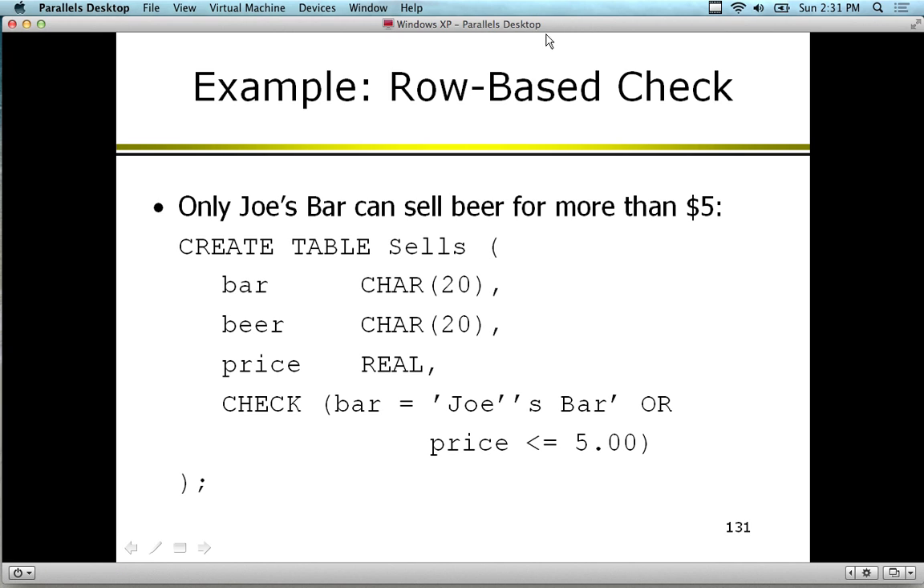Here we have a row-based check example where only Joe's Bar can sell beer for more than $5. So instead of putting the check to see if the price is larger than or smaller than or equal to $5 on the price, which would be an attribute-based check, we can do a row-based check. We've added it to the table so that every time a row gets inserted into the table, if bar is equal to Joe's Bar, or the price is larger than or equal to $5, it'll go in there correctly. Which means Joe can sell beer for more than $5, but everybody else can't.